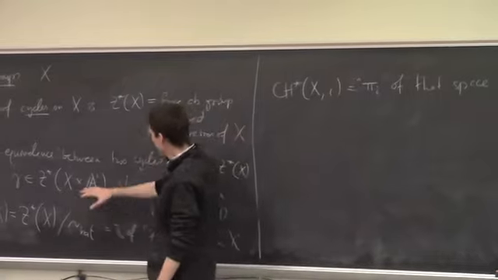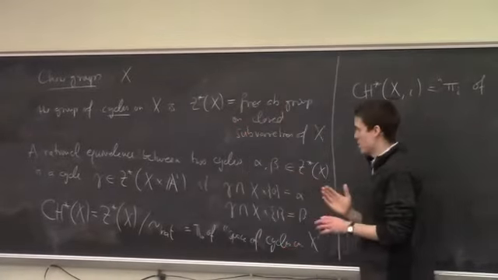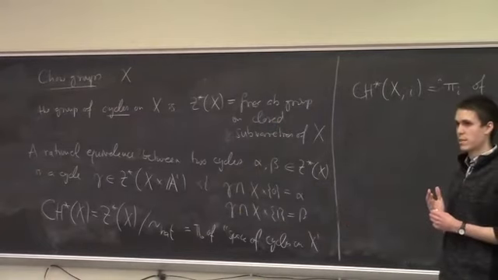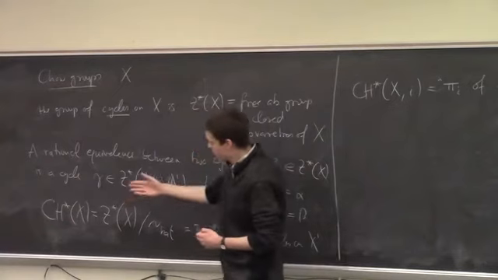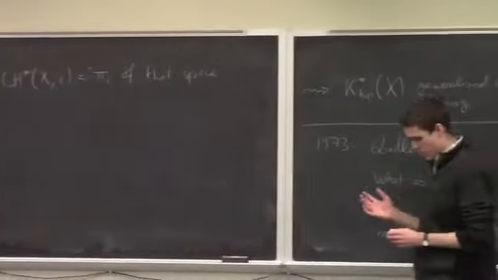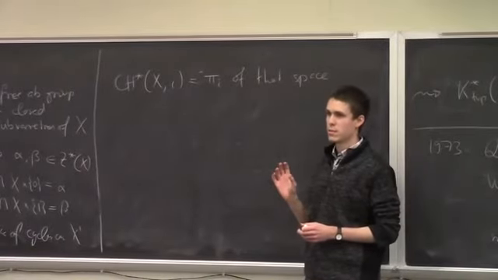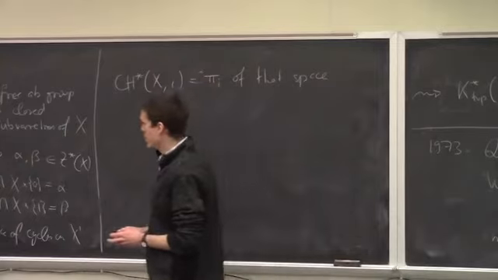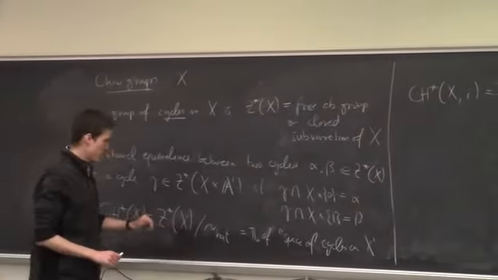So let's see some examples. When star is 1 here, these are codimension 1, so these are just divisors on X. And CH1 is just the divisor class group. It turns out this is the same as the group of line bundles on X. So this is just pi 0, right? Yeah, pi 0.